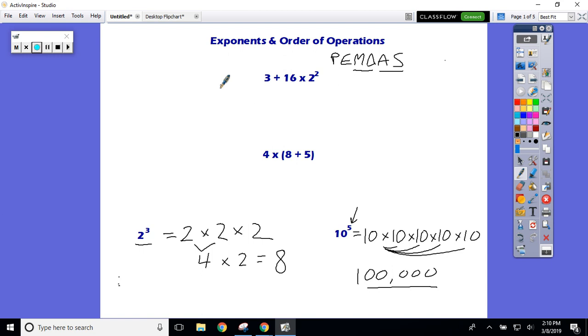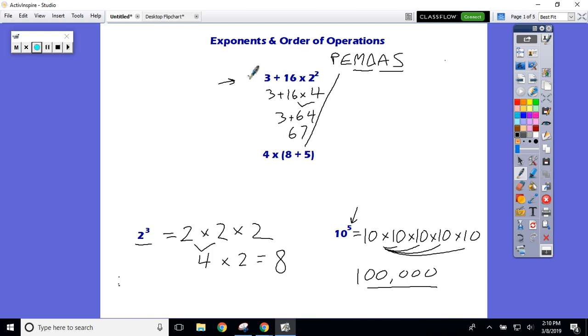So when I look at this problem here, I don't have parentheses. I do have an exponent. So I'll do that first. 2 to the second power, or 2 squared, is 4. Just going to bring the rest of the problem down. Now I have addition and multiplication. I would multiply first. 16 times 4 is 64. Bring the rest of the problem down. 3 plus 64 equals 67.